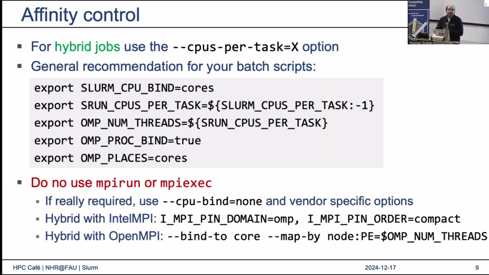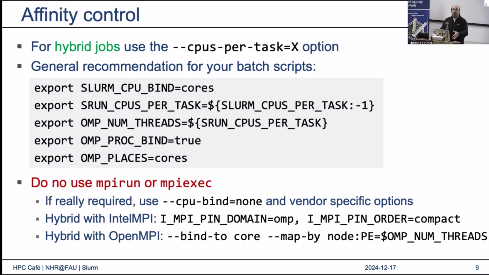A big problem is affinity control. In order to get the highest performance and less performance variation, it's crucial to pin your application to specific CPU cores, either the MPI application or the OMP threads or threading solutions. For that, you need to tell Slurm what to do, or tell the runtimes what to do. For normal MPI jobs, it's just minus n tasks. So how many tasks do you want?